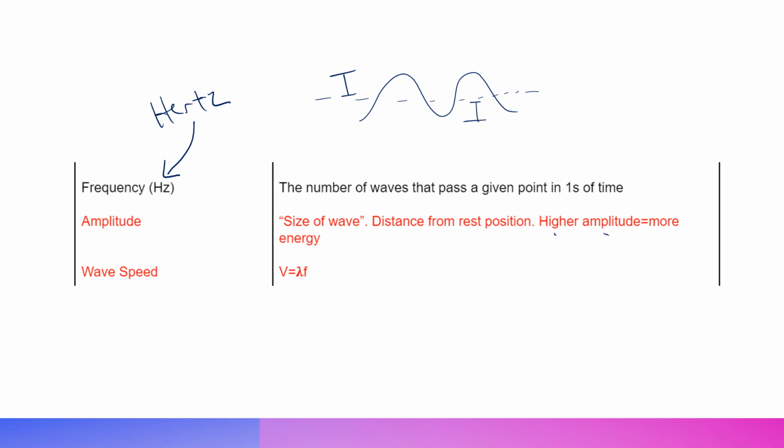And then lastly, we have the wave speed formula. So wave speed, velocity, equals lambda f. And I just told you that the lambda symbol represents wavelength. I'm just going to give you guys a chance to get caught up with that.